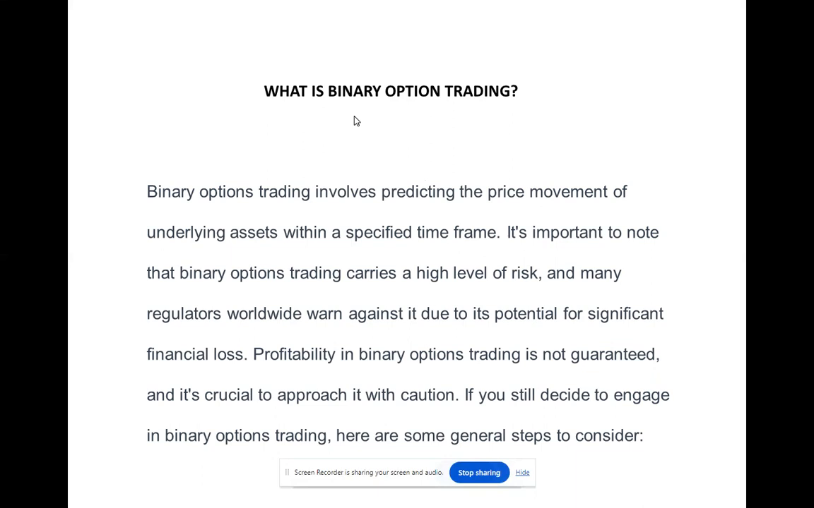So binary option, just like you predict the price movement of an underlying asset within a specific time frame. Also you must know that binary option carries a high level of risk. Profitability in binary option is not guaranteed. A lot of people think that when they start trading they will make profits, but profitability in binary option is not guaranteed. It's not guaranteed that you're going to make profit. It's not a sure thing you're going to make money in binary option.